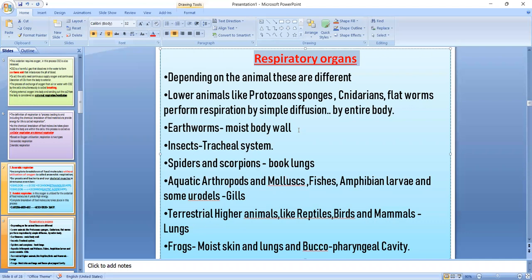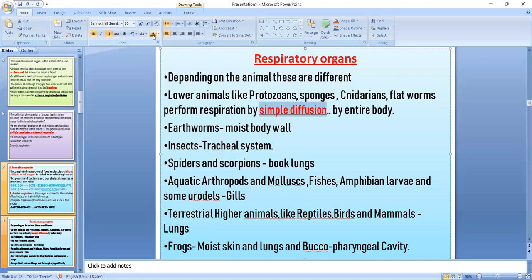Right. Depending on the animal, the respiratory organs are different. Lower animals like protozoans, sponges, cnidarians and flatworms perform respiration by simple diffusion.